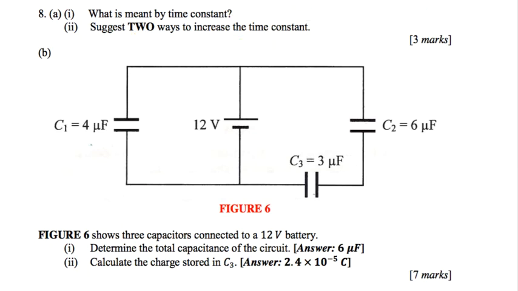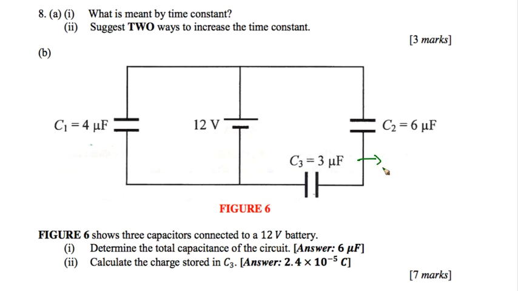We go to number B. Figure 6 shows the 3 capacitors C1, C2 and C3 connected to a 12-volt battery. Calculate the total capacitance of the circuit. So we need to calculate the total capacitance. You consider C2 and C3 first, because they are in series.